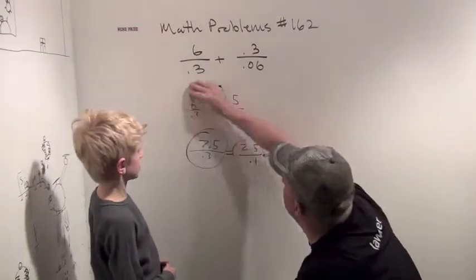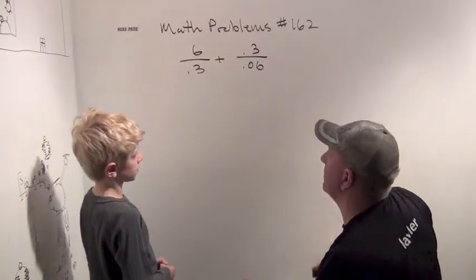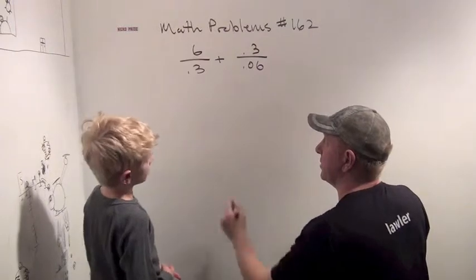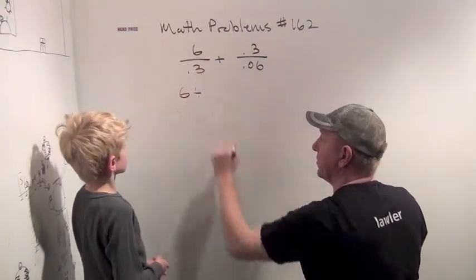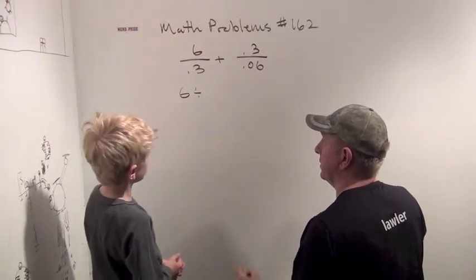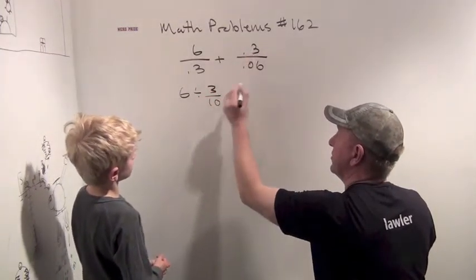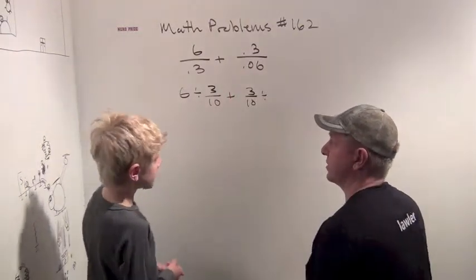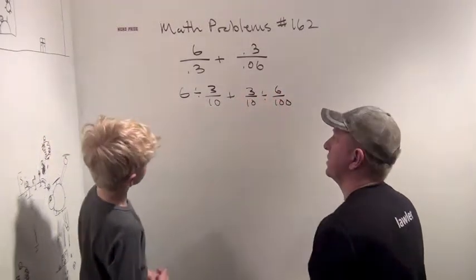I'm going to show you one other quick way to do this with fractions, and I'll just go through it quickly. Okay? We're going to write the decimals as fractions. So this is 6 divided by, what's 0.3? It's 3/10. Plus 0.3, which we just said was 3/10, divided by, what's 0.06? 6/100. Now how can we do these divisions?